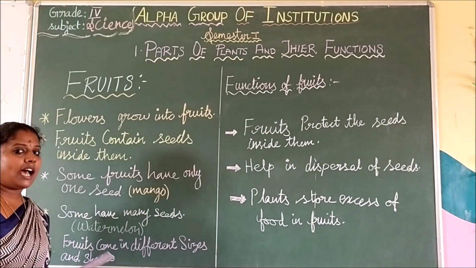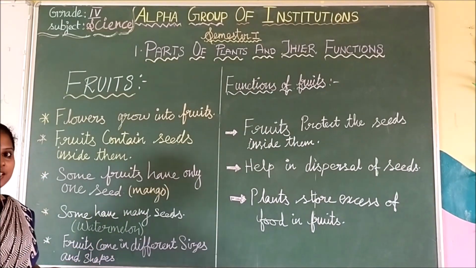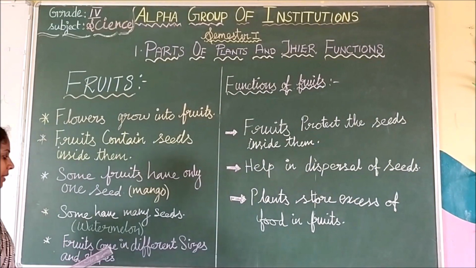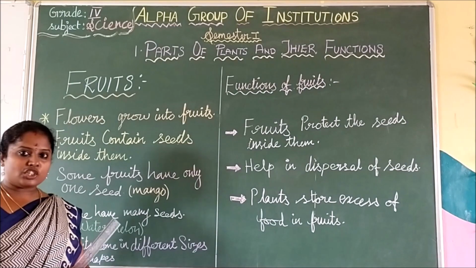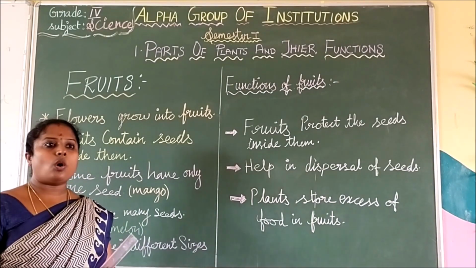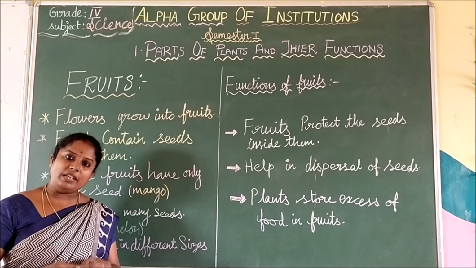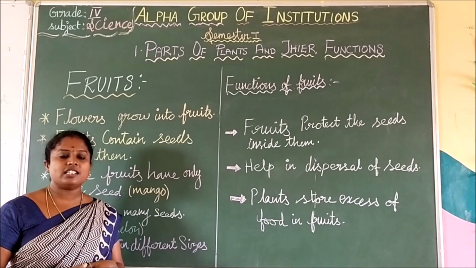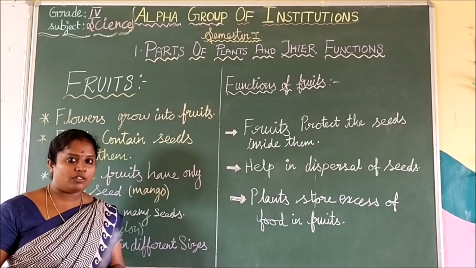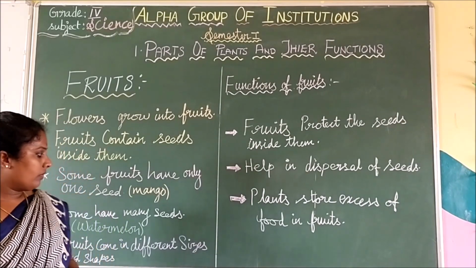So some fruits have only one seed, and some fruits have many seeds inside the fruit. Fruits come in different sizes and shapes. All fruits will not be the same and all fruits will not be the same color. Different colors, different sizes, with different tastes. Yes, we will be having different tastes of fruits.